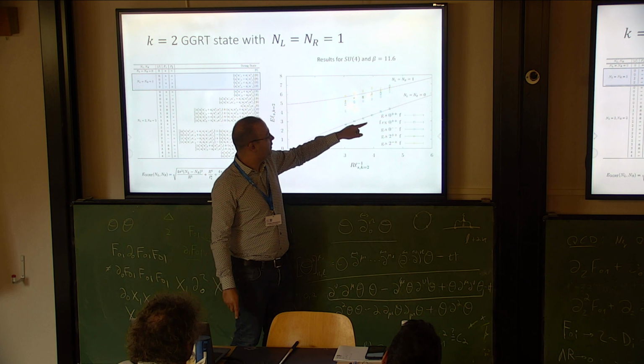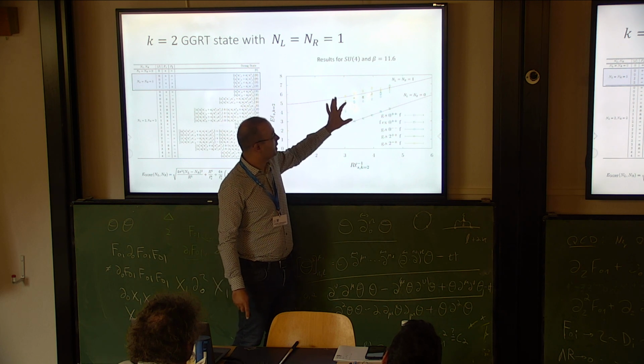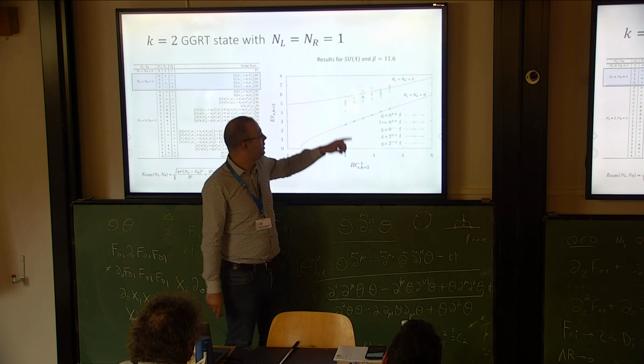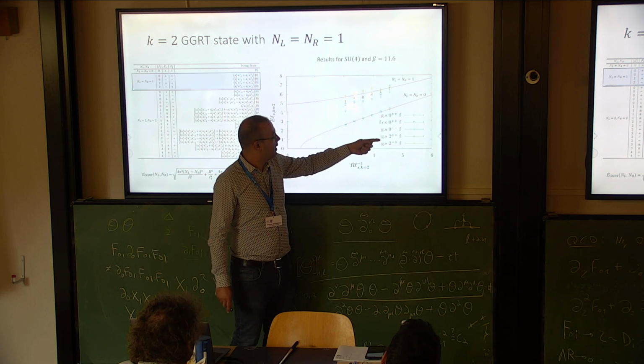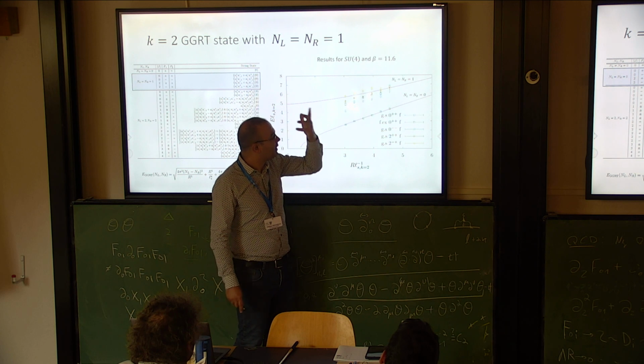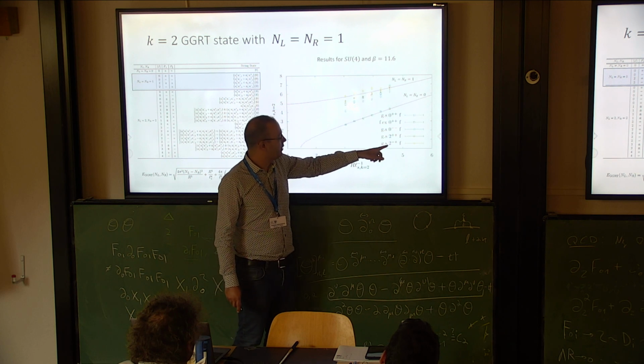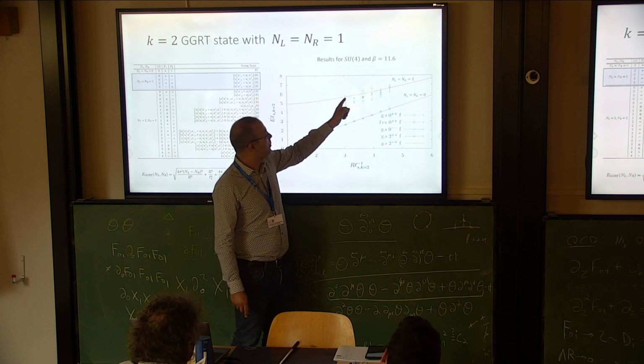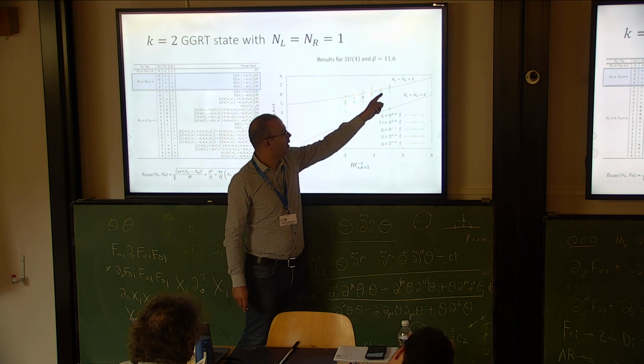Here I get the first excited state of 0 plus plus, which again looks like some kind of excitation, as well as the ground state of the 2 plus plus, which also looks like an excitation, while the ground state for 2 minus plus appears to be quite close to the Nambu-Goto line.